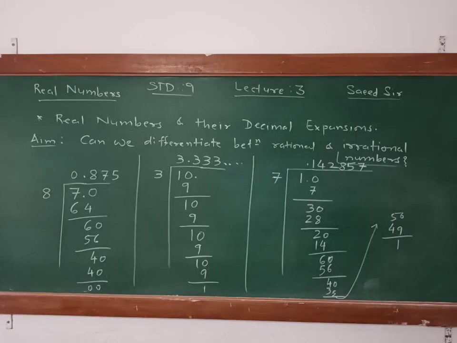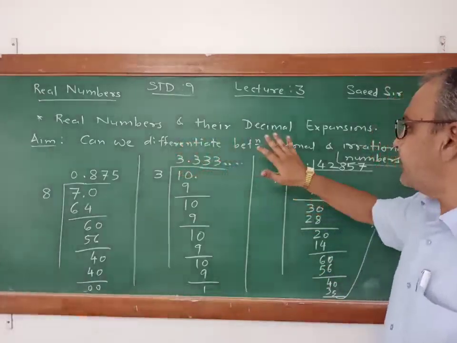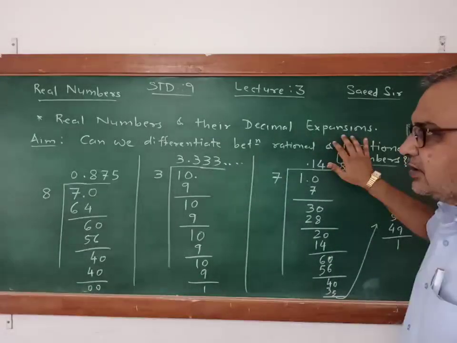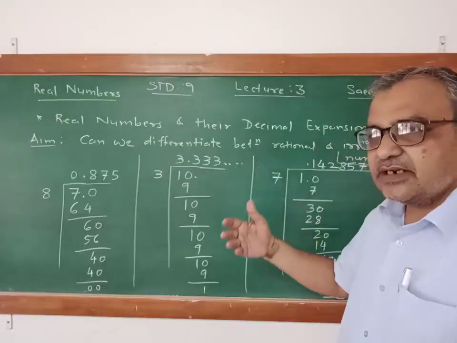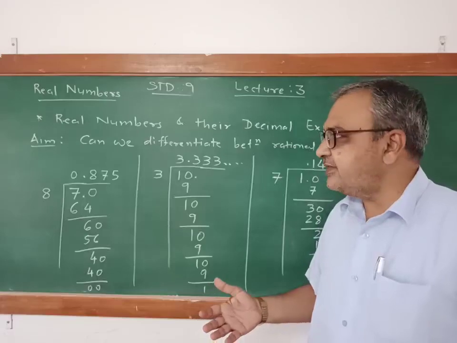In the third lecture of real numbers, we are going to learn about real numbers and their decimal expansions. Now, real numbers, we know the real numbers. There are rational numbers and irrational numbers.